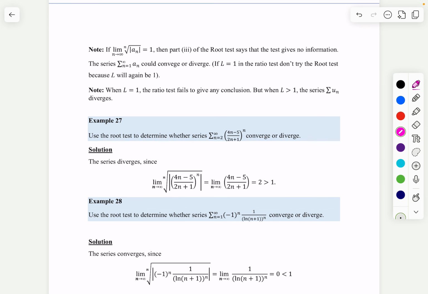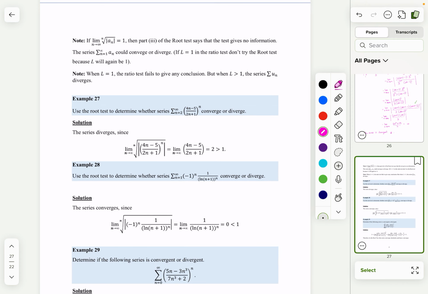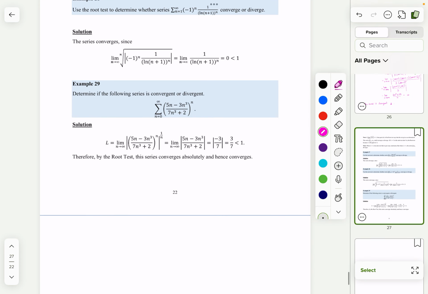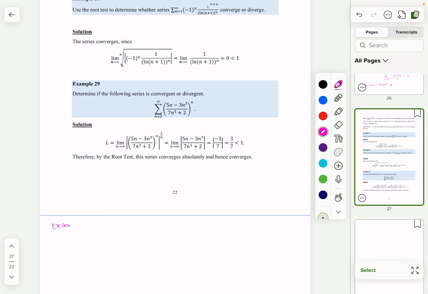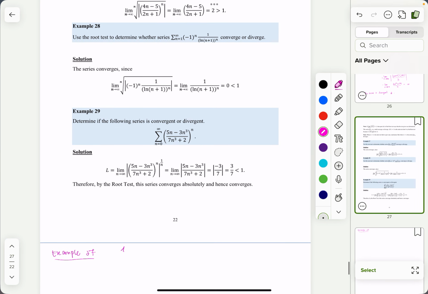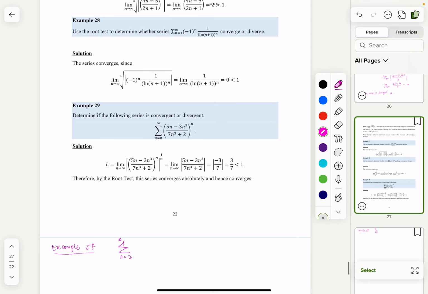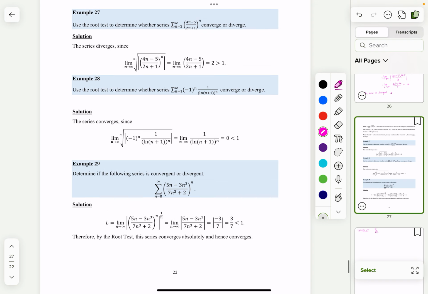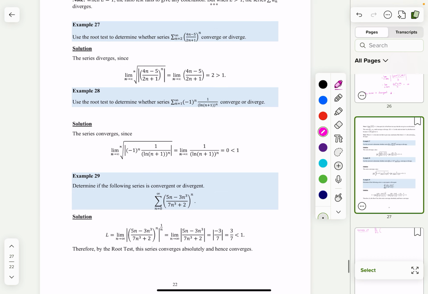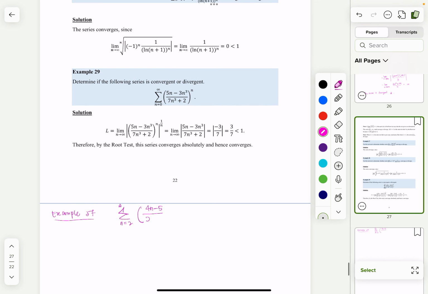Okay, example 27. Let us try example 27. The given series is the sum from n equals 2 to infinity of (4n minus 5) over (2n plus 1), to the power of n.